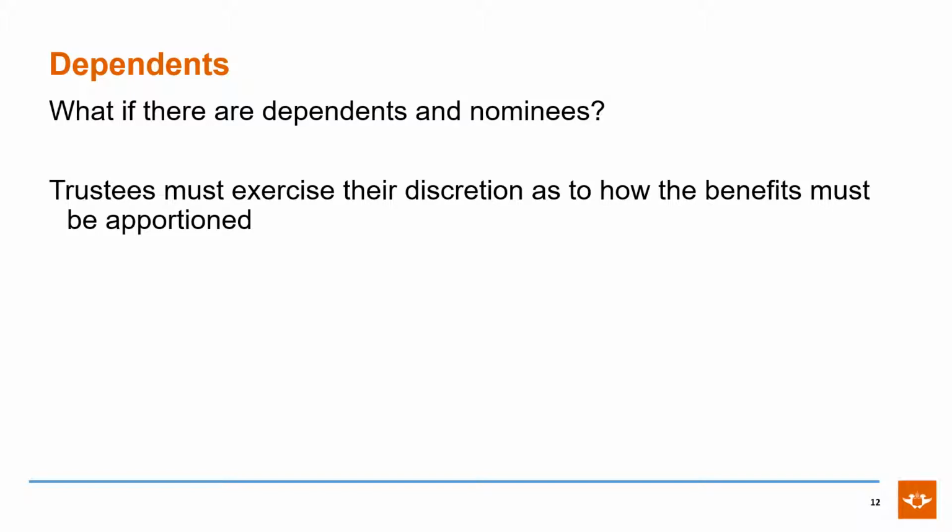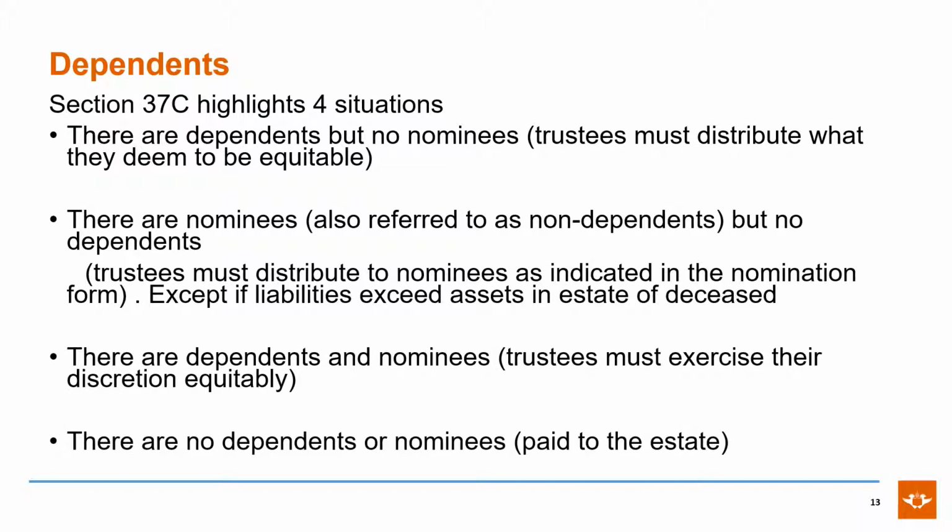What if there is a case where there are dependents and nominees for the benefits? Then the trustees of a fund must exercise their discretion as to how the benefits must be apportioned between these parties. Section 37C of the Act indicates four possible situations. There can be dependents but no nominees, nominees but no dependents, dependents and nominees, or no dependents and no nominees. And there's an explanation of how the benefits will be distributed in each case.